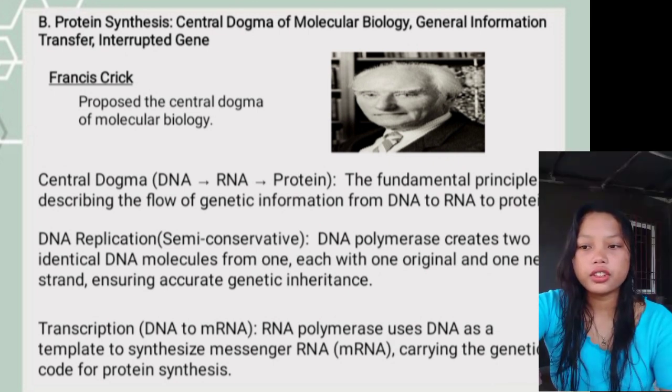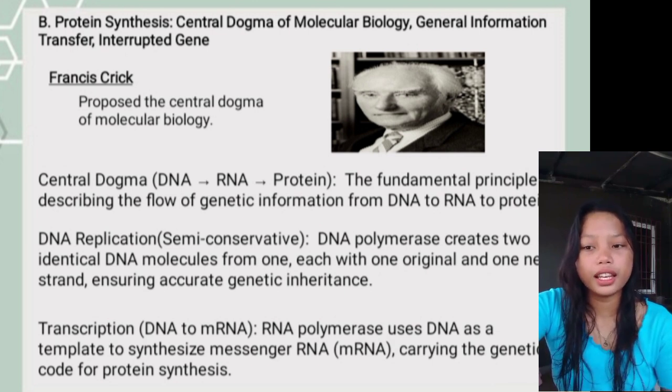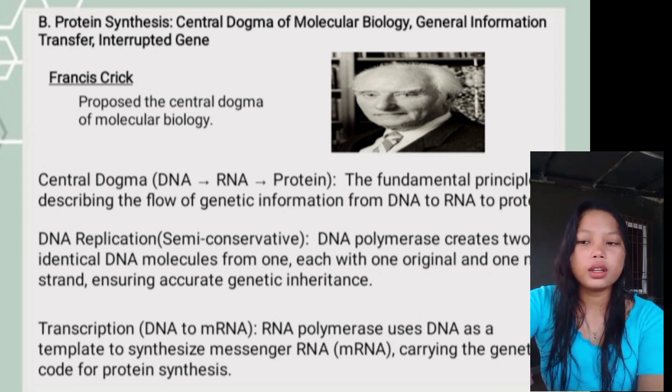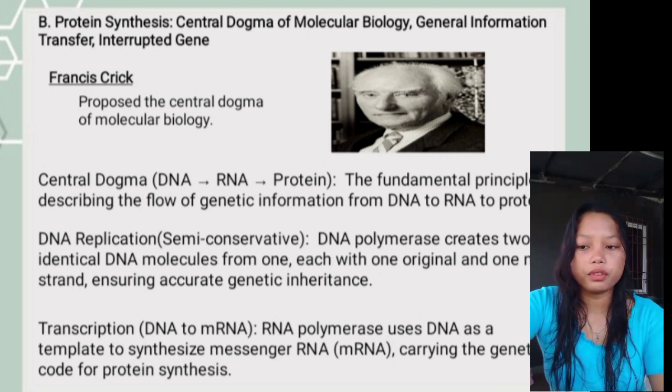The first is the central dogma: DNA to RNA to protein. The gene for insulin in human DNA is transcribed into mRNA, which is translated into insulin protein that helps regulate blood sugar levels. The second one is DNA replication, which is semi-conservative.